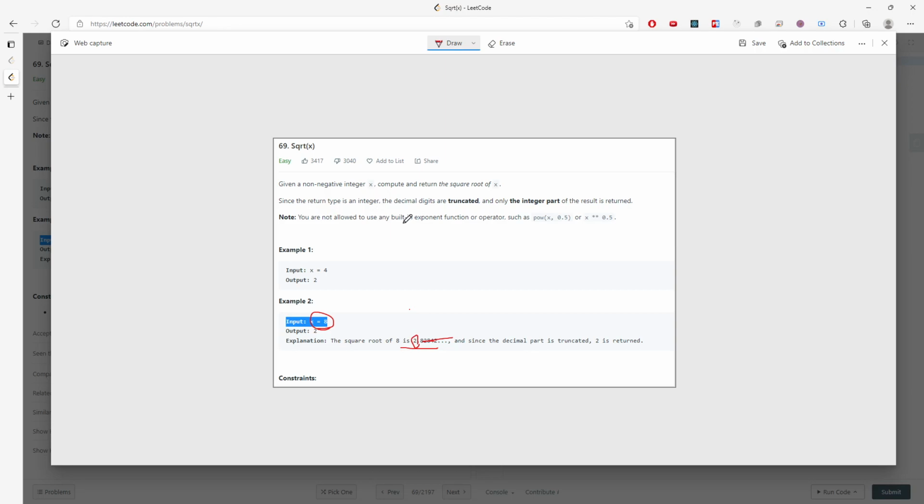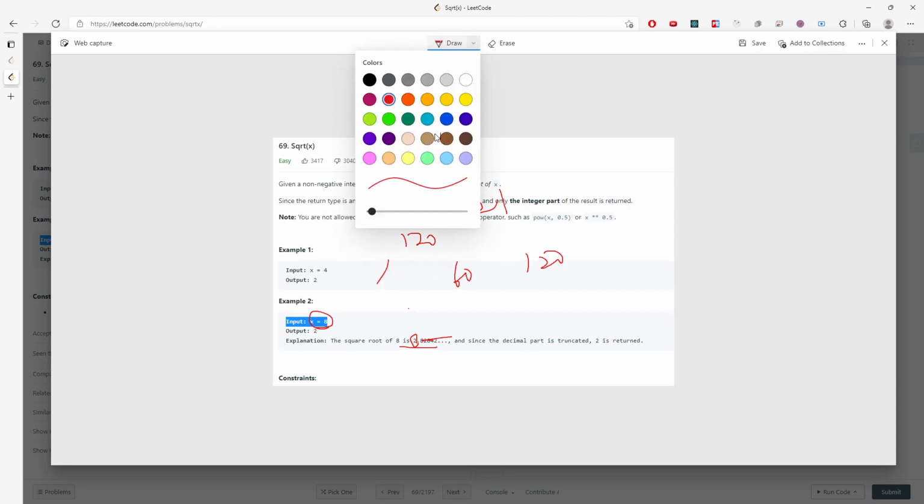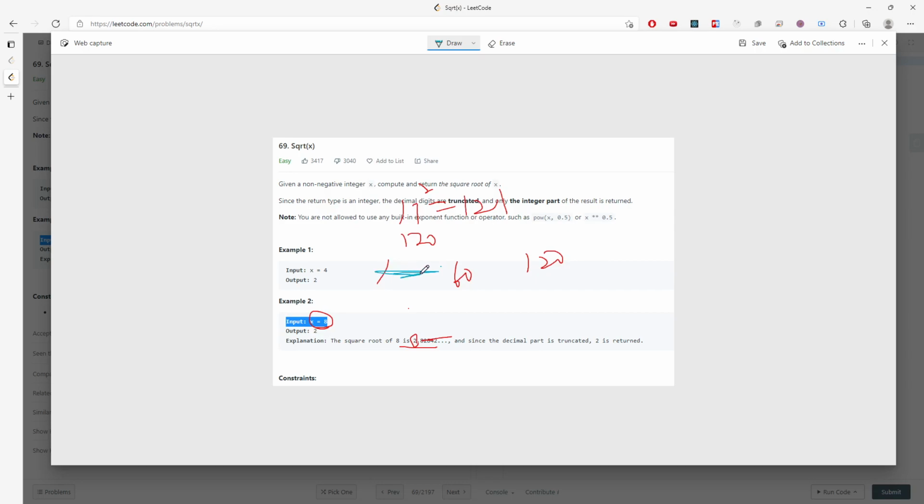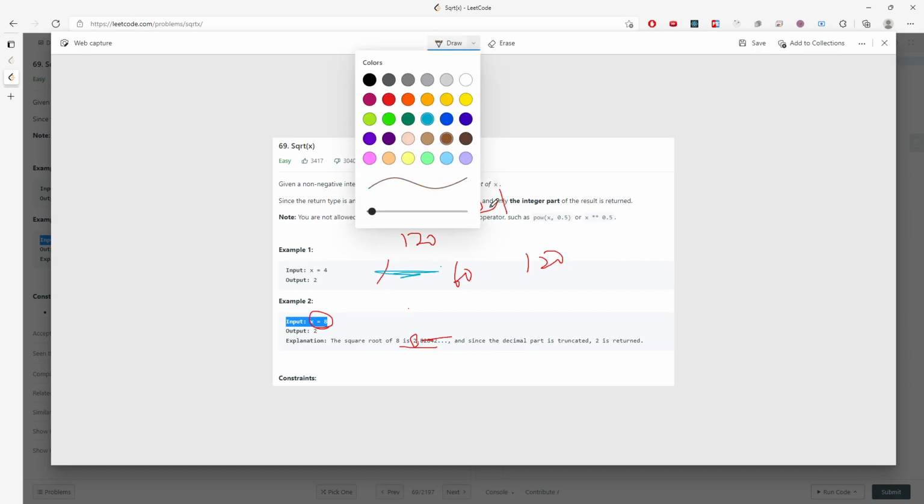So what happens if the number is, say, 11 squared, which is 121? What happens if x is 120? Let's just think about it. If x is 120, from 1 to 120, using a binary search, I find the middle value, which is 60. The value I need to keep searching is on the left side, so I need to get rid of my right side.